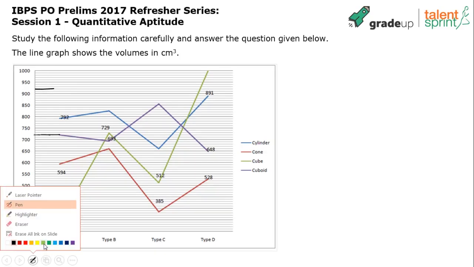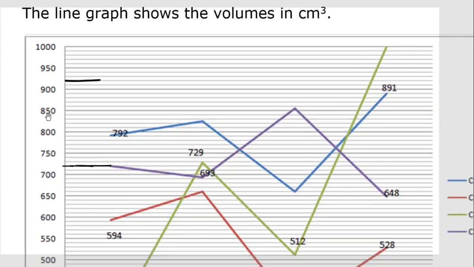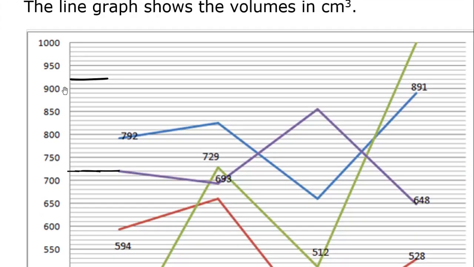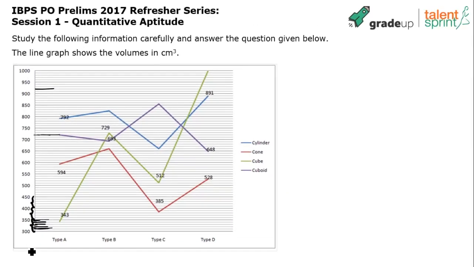I can maybe zoom this a little bit to explain this. Look at this now: 900 to 950. I'm sure you all understand this, but for the benefit of those who have not tried such questions in the past, between 900 and 950 there are 5 divisions. So each division would mean 10, right? So 910, 920, 930, 940, 950, and so on. You have to clearly understand that.